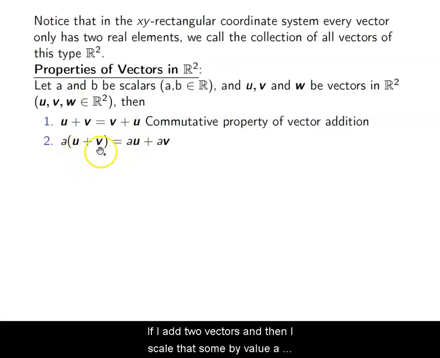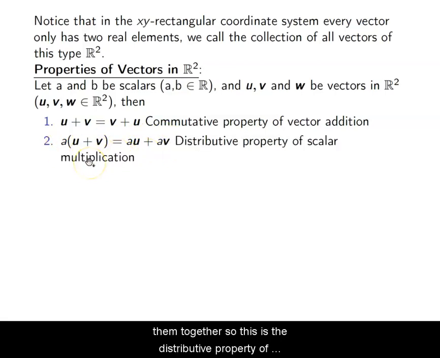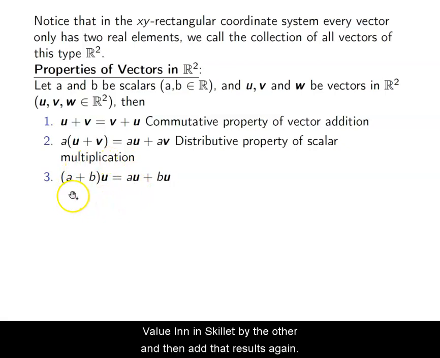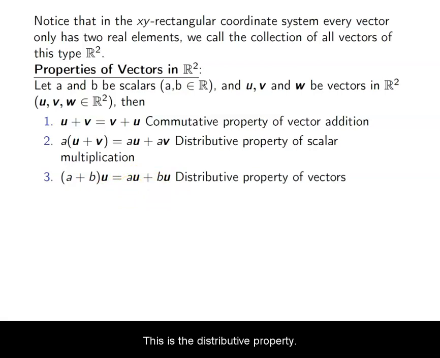If I add two vectors, and then I scale that sum by value a, it's the same thing as if I were to scale one of those vectors by a, and the other vector by a, and then add them together. So this is the distributive property of scalar multiplication, right? Here, a plus b is a scalar because those are both scalars. So if I add two scalars together and multiply times u, it's the same as if I were to scale that vector u by one value and then scale it by the other and then add that result together. Okay, so this is the distributive property of vectors. I can distribute across my scalar.